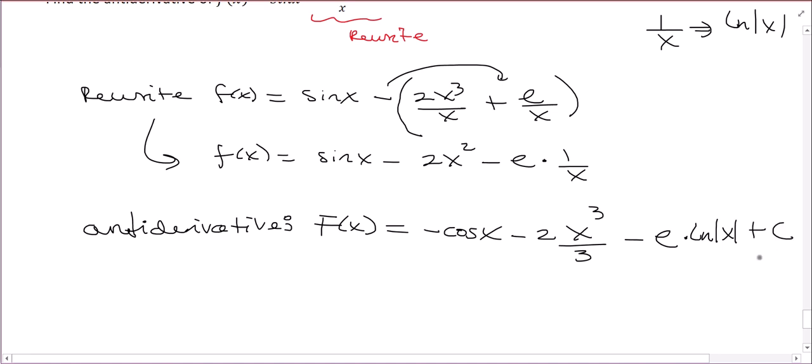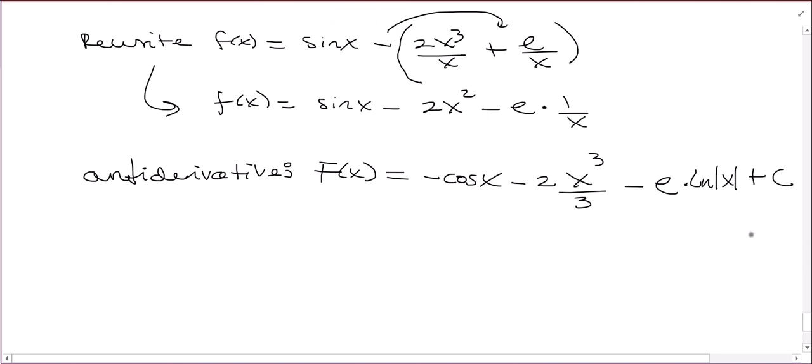And here I don't have to worry about this being a piecewise function. If I was given an initial condition, now I have to worry about it, because the absolute value of x is a piecewise function. And so that will be our antiderivative.